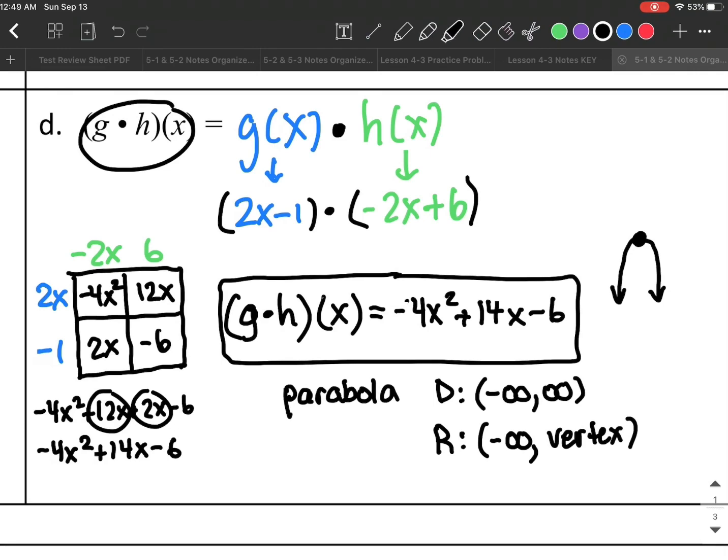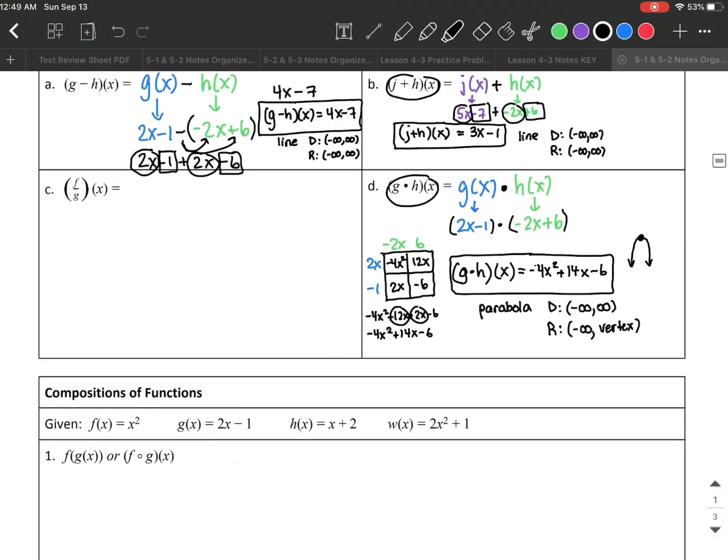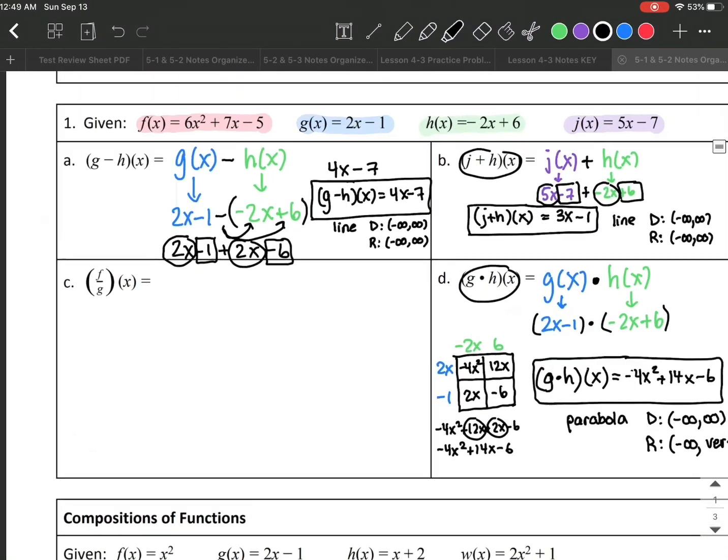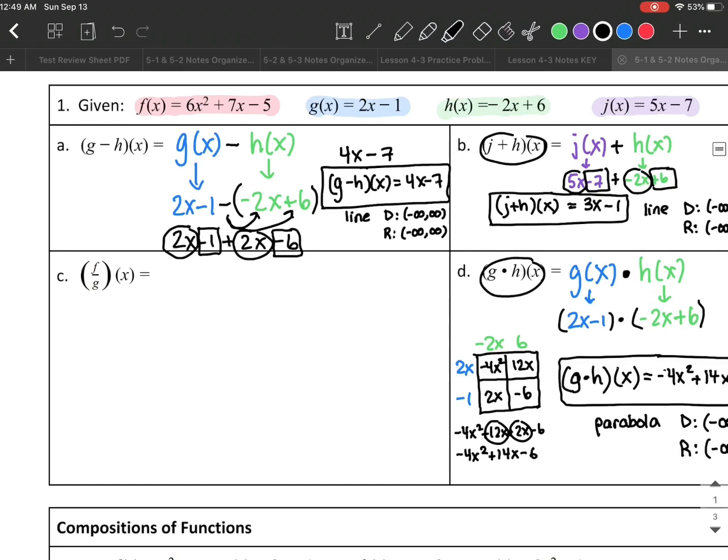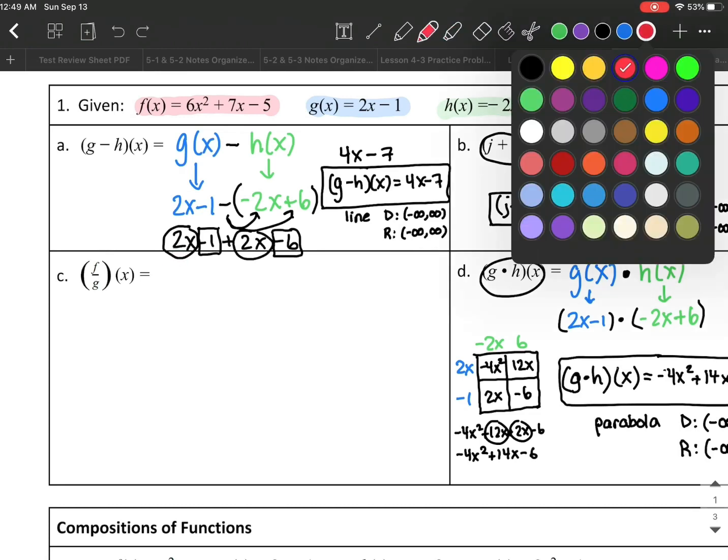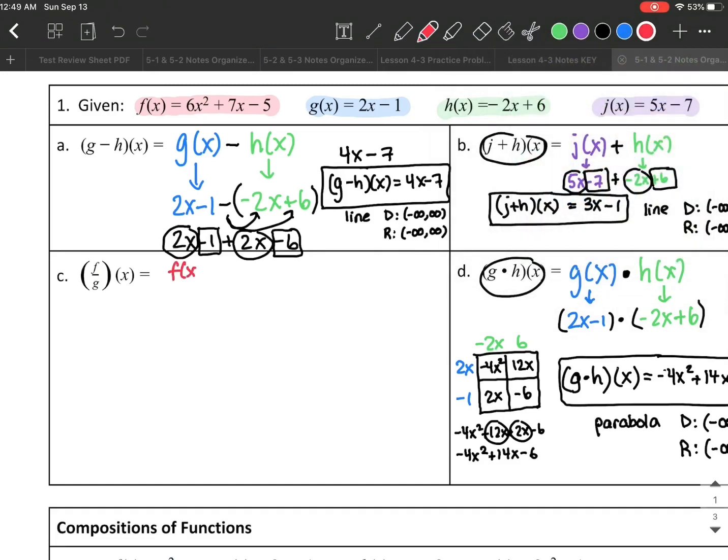All right, then going to C, I have f divided by g of x. So all I'm doing for that is changing it to f of x divided by g of x.